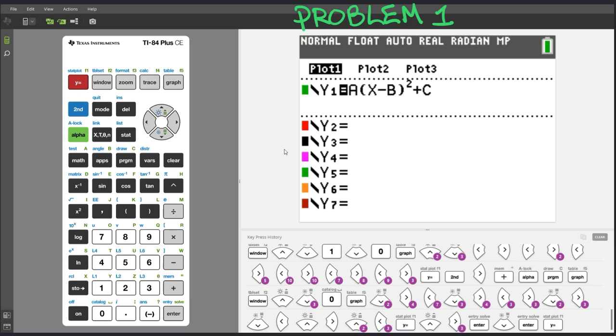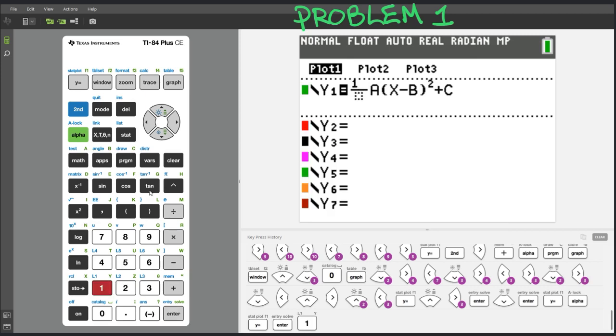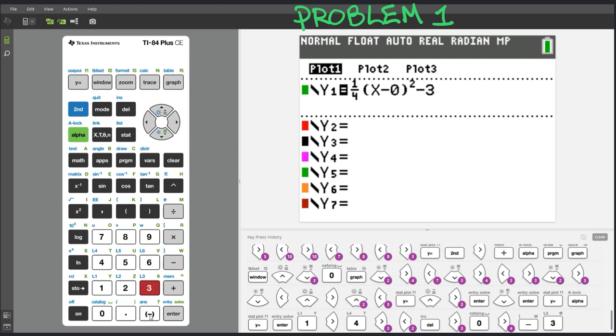Okay, now I'll just replace these values here. So I'll do alpha y equals and enter 1/4 right here and delete the a. I'll make the b 0 and then I'll subtract 3. Now don't do minus 3 or negative 3. It has to be a subtract 3.